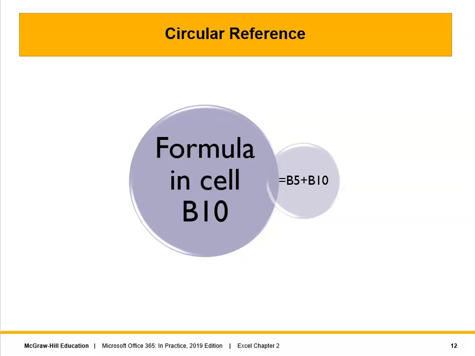A circular reference is an error that occurs when a formula includes the cell address of the actual formula. For example, if the formula in cell B10 is equal B5 plus B10, the reference is considered to be circular. When you try to complete such a formula, a message box will open. The status bar displays the location of the circular reference, but Excel does not correct this type of error.